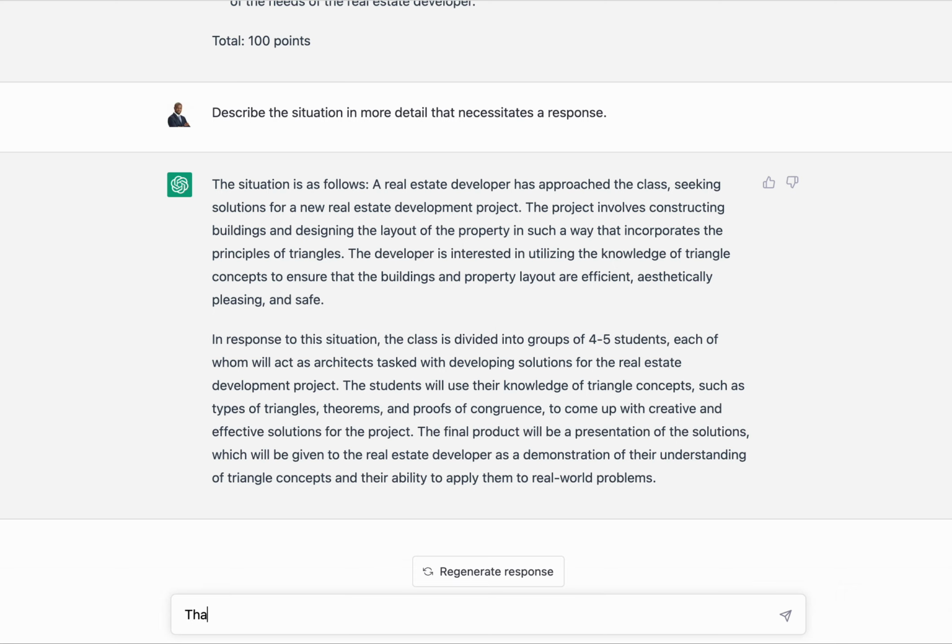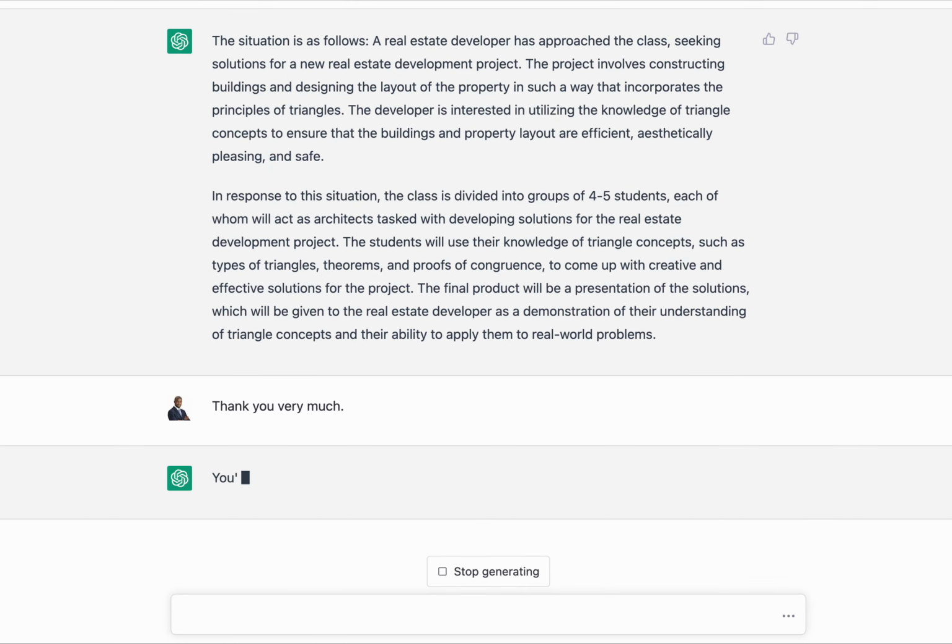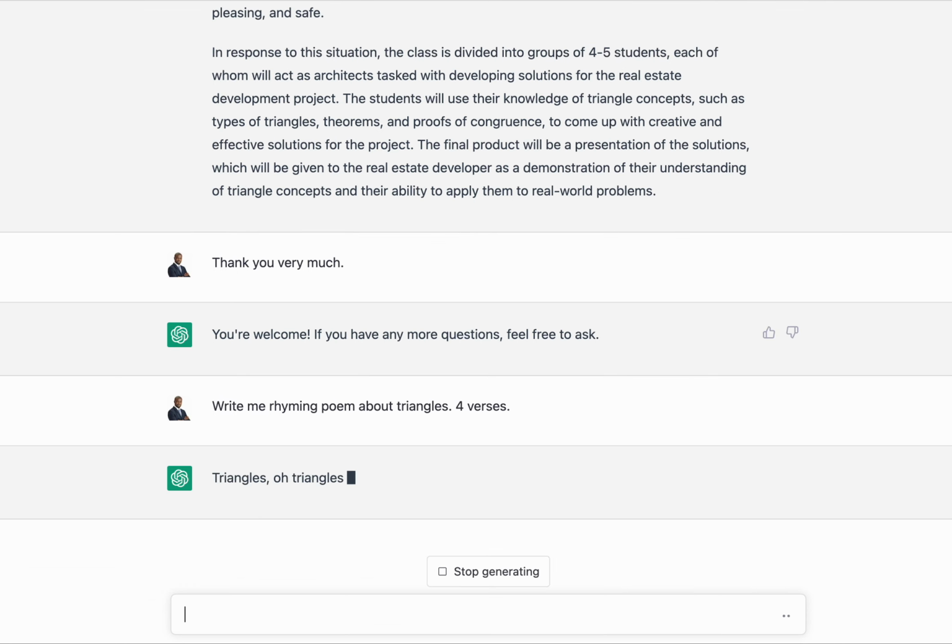So I'm going to be nice to ChatGPT and say thank you very much, because I think it has saved me a lot of time. And then the final thing I'm going to do is ask it to write me a rhyming poem about triangles. I'm going to ask it to do a sonnet. I'll tell it, four verses. Can I do anything else? Let's see what it does.